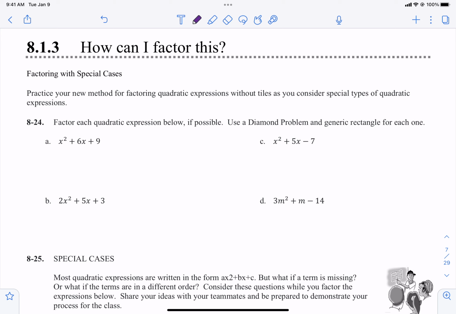All right, welcome back, everybody. We've been talking about factoring for the last couple of days. Today, we're going to get into some special factoring cases, but we're also going to review the process a little bit.